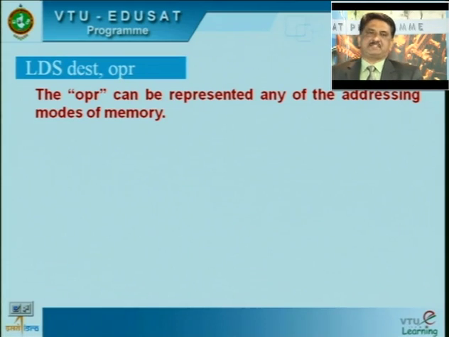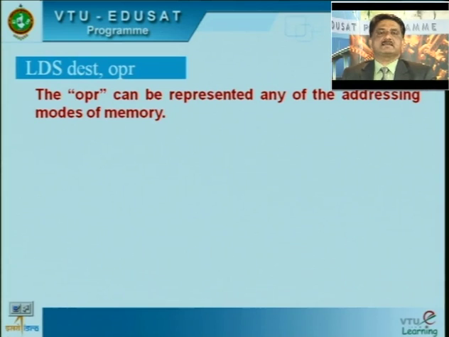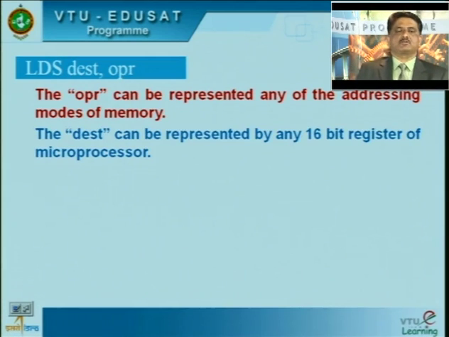Next instruction is a very special instruction. Carefully observe this. LDS destination comma operand. The OPR or the operand can be represented using any addressing modes of the memory. It could be direct addressing mode, indirect addressing mode, index addressing mode, base addressing mode, base index addressing mode. You can use any of the memory addressing modes. The destination can be represented by any 16-bit register of the microprocessor.